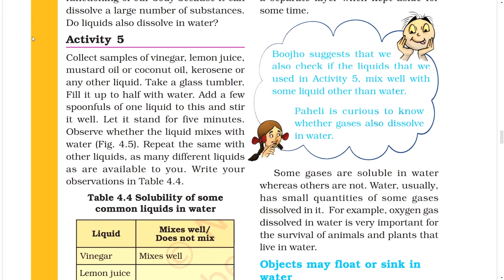Activity 5. Do this. Collect samples of vinegar, lemon juice, mustard oil or coconut oil, kerosene or any other liquid. Take a glass tumbler, fill it up to half with water. Add a few spoonfuls of one liquid to this and stir it well. Let it stand for 5 minutes. Observe whether the liquid mixes with water. Figure. Repeat the same with other liquids.